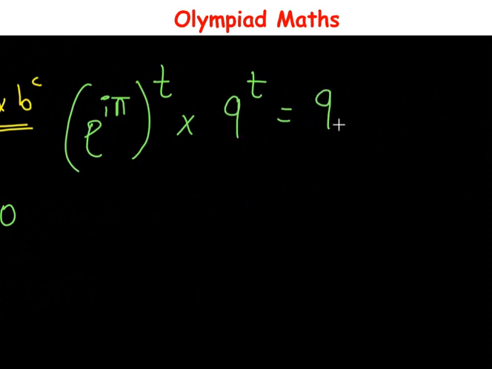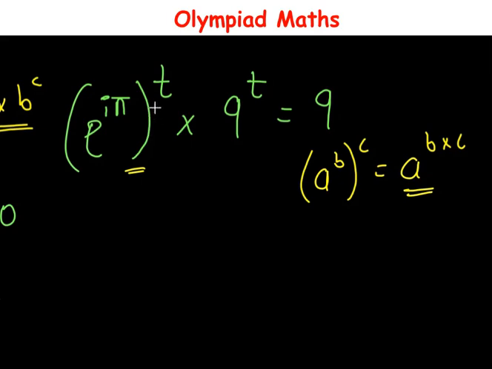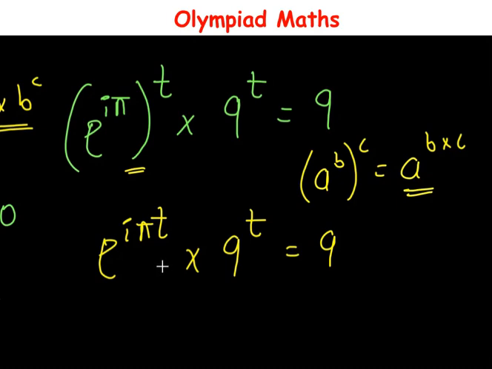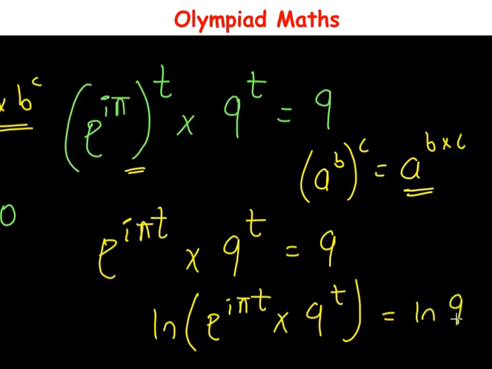From here, applying this rule of indices, that if you have (a^b)^c, this equals a^(b×c). Applying this rule, power t will multiply iπ. This becomes e^(iπt) × 9^t = 9. With this, we are then going to apply natural logarithm to both sides of the equation. So ln(e^(iπt) × 9^t) = ln 9.